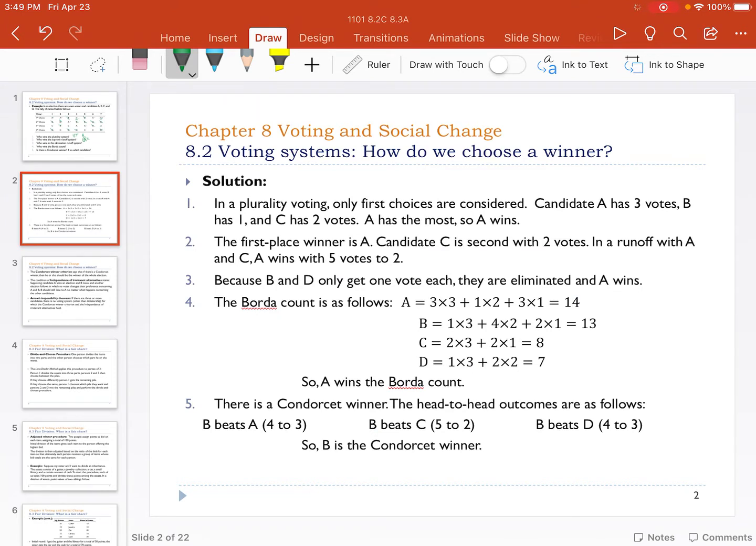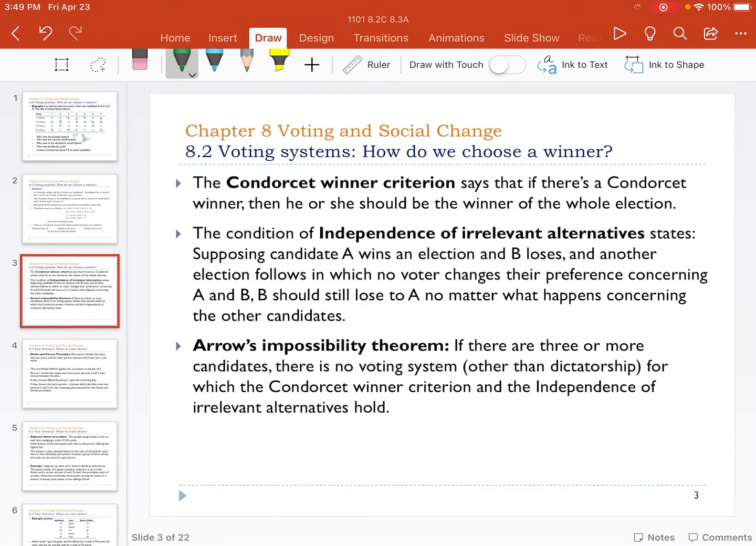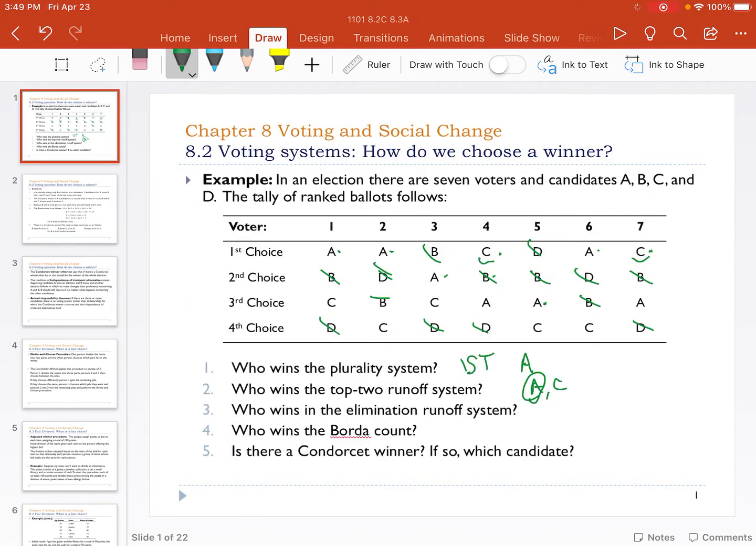So to speak, between the top 2 runoff system, and that's indeed what they say in the explanation for problem number 2. So first place winner was A, candidate C was second with 2, but in a runoff with A and C, A wins with 5 votes to 2, as we just demonstrated. But something strange happens in the next problem.